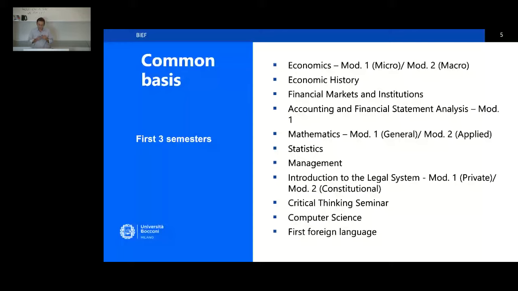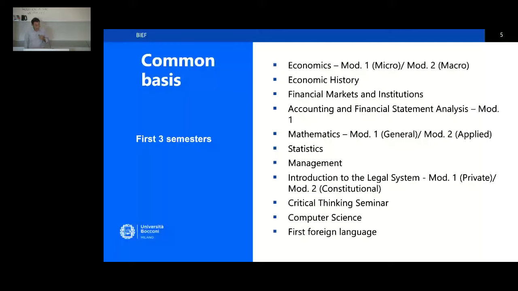More or less the distinction is microeconomics. You study how, let's say, individual consumers or firms make their choices. Macroeconomics, you study how these agents interact broadly in the economic environment. And then there is economic history.